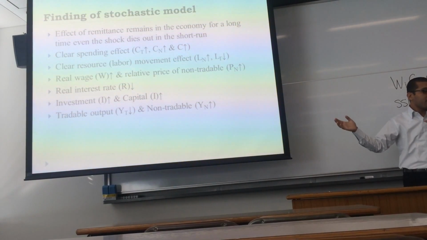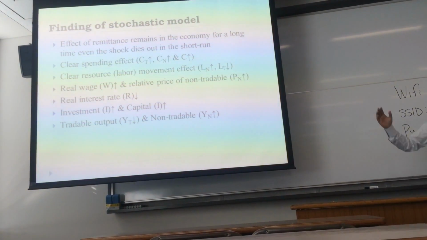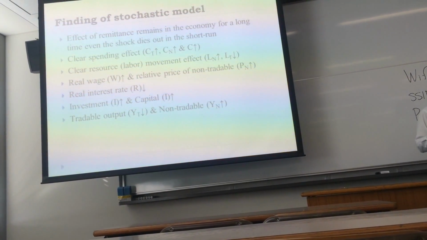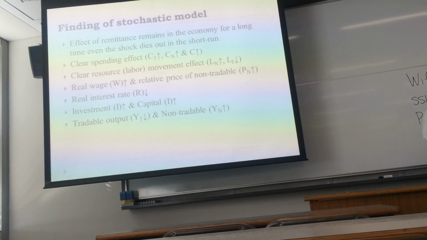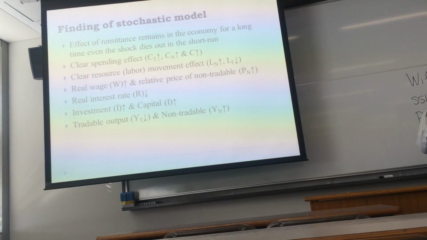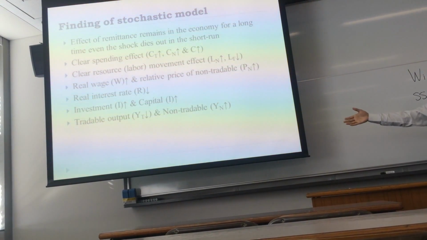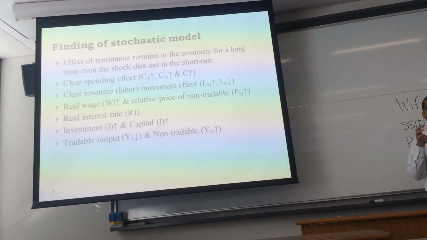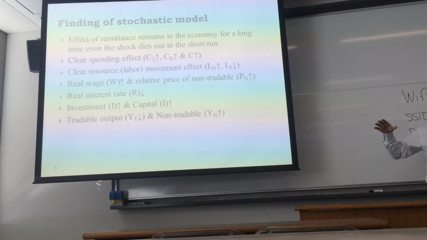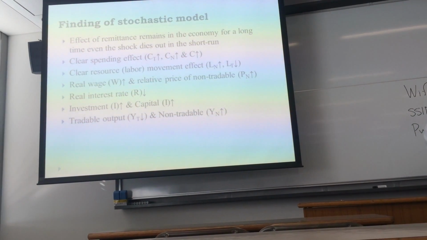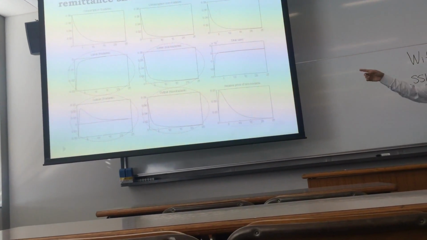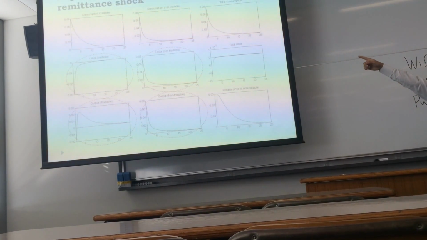So with this figure, I got the conclusion, I got the findings that the effects of remittance remain in the economy for a long time, even if the shock remains for a short period. The remittance shock remains for 5 periods, but most of the macroeconomic variables have effects lasting more than 5 years. And there is a clear spending effect. So consumption of tradable and non-tradable both increases.